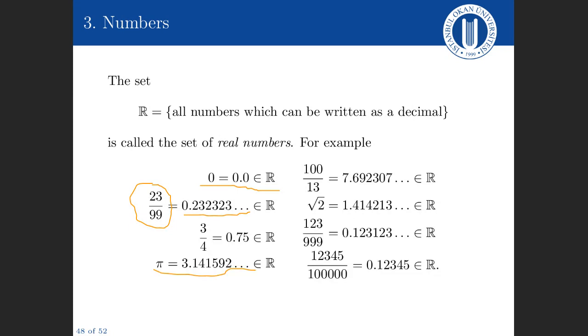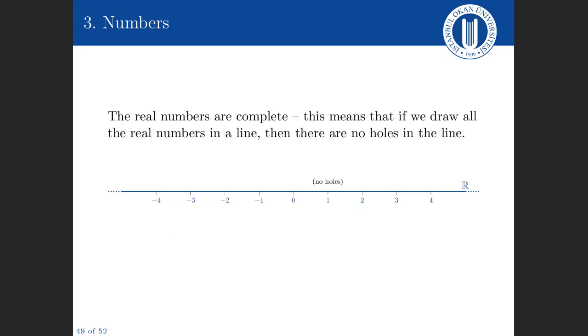3/4 is a real number. Pi, I could write as a decimal. Pi is a real number. In fact, all of these numbers which we think of like this are real numbers. The real numbers are complete. This is a technical term which means if we draw all of the real numbers in a line, then there's no holes in the line. Here is a picture of R. It's just a continuous line with no holes in it.